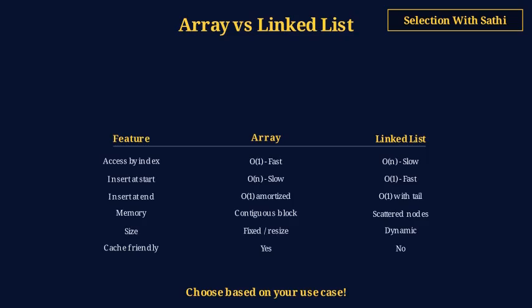Inserting or deleting a student takes O of 1 if you have a reference to the right position. But now searching for a student by roll number takes O of n because you have to traverse the list. So which is better? Neither is universally better. If your application does more searches, choose an array. If it does more insertions and deletions, choose a linked list. This trade-off analysis is what DSA teaches you.